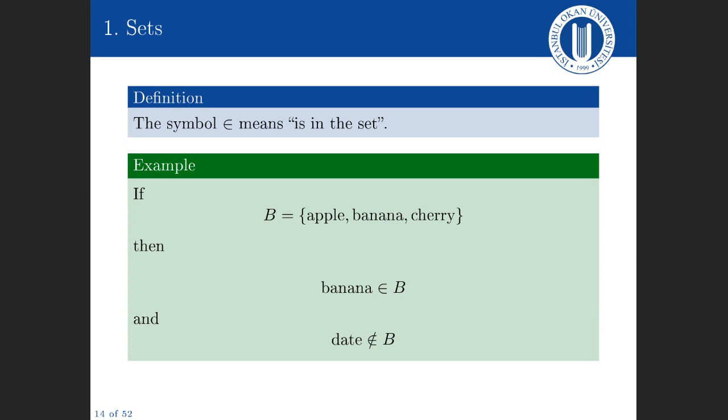This symbol, this strange letter E, means "is in the set". So for example, if B is the set apple, banana, cherry, we can say that banana is in this set, but date is not in this set.